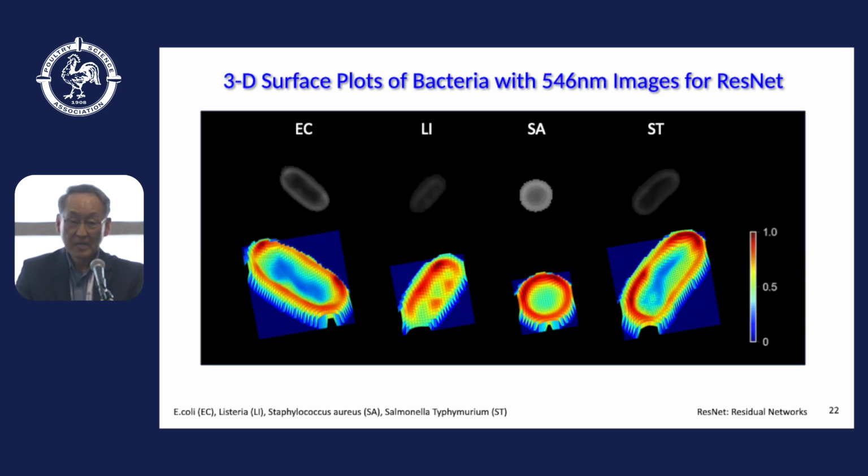And also 3D scattering intensity distribution. E. coli and Salmonella are shape-wise very similar. But the middle one, Listeria, and especially Staphylococcus, which is really coccus, have a more round shape, giving us that kind of feature.